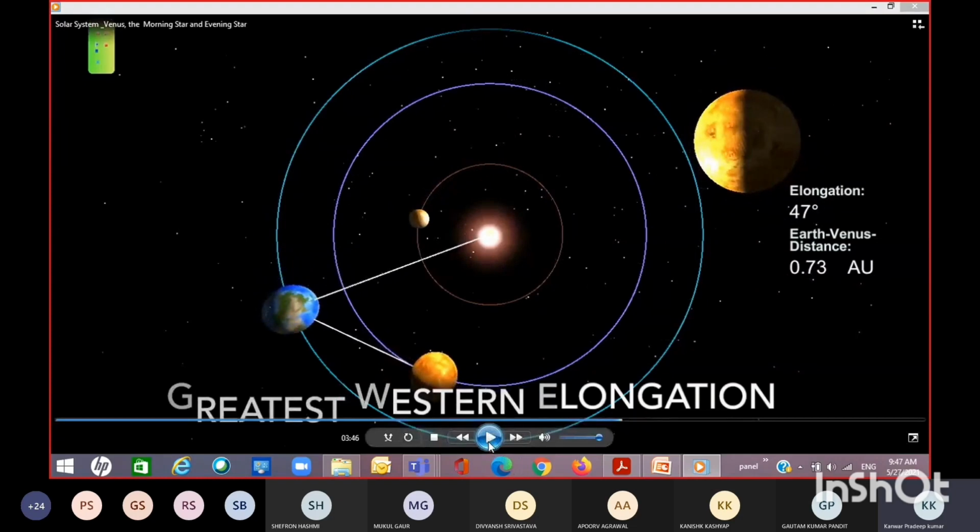Here you can see greatest western elongation. Once again, the sun is pointing towards the Asian continent. I think that point is India. And this side is Africa. You can see on top Saudi Arabia and that Gulf. So this is westerly elongation. Is it clear now? Any doubt? Clear, all of you?